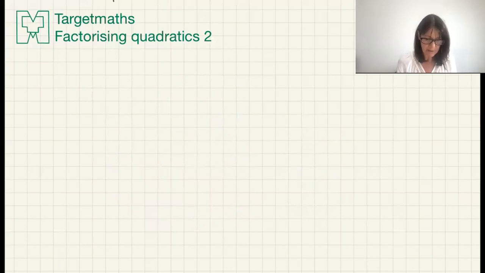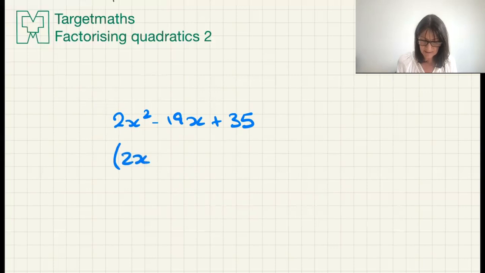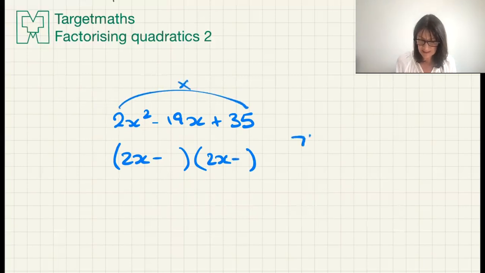All right, let's do another one. So 2x squared minus 19x plus 35. So we're going to drop the 2x. Signs are neg pos, so neg. I'm going to be working on 70.